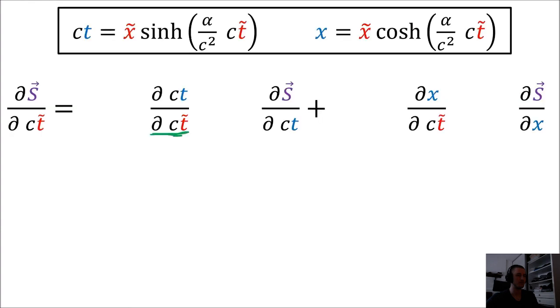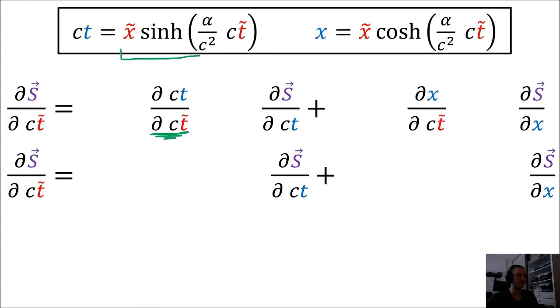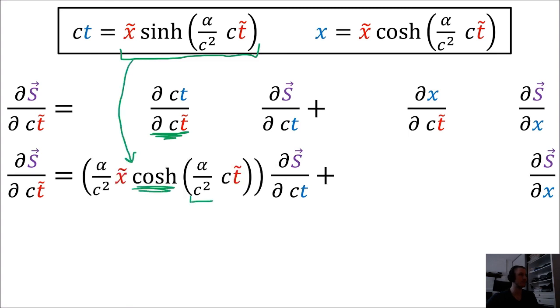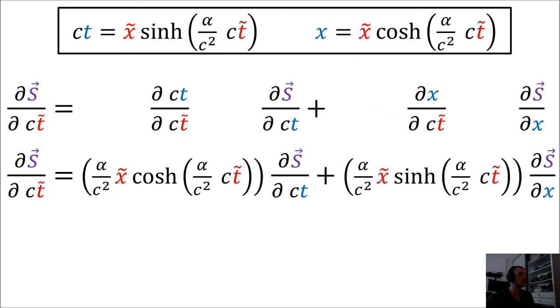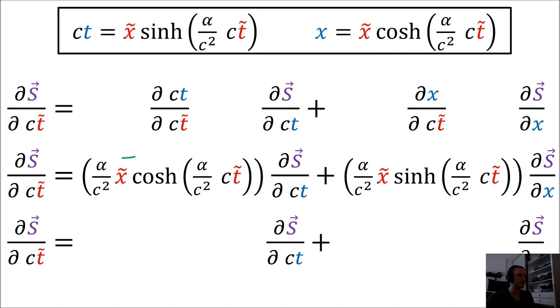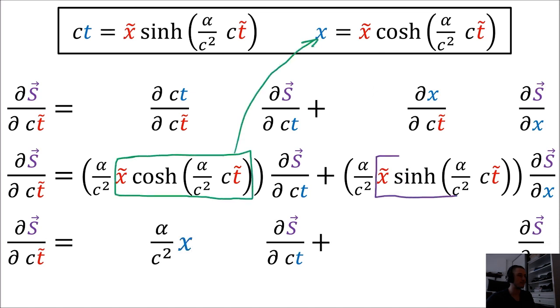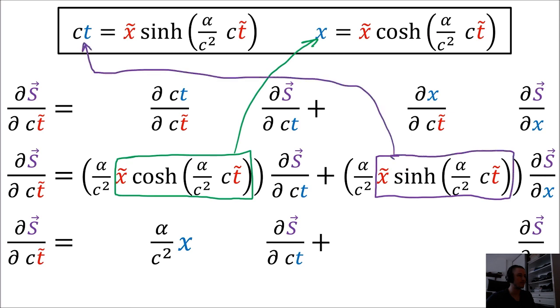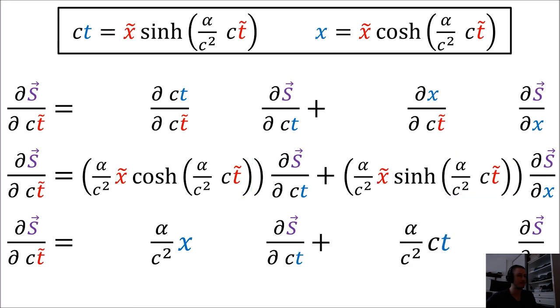So to get partial ct by partial ct tilde, we just take the sinh in the formula and turn it into a cosh, and then multiply the outside by the inner coefficient, alpha over c squared. We can do the same thing for partial x by partial ct tilde, except we turn cosh into sinh. We can simplify these formulas further by noticing that x tilde times cosh is just the formula for x, and x tilde times sinh is just the formula for ct. So the final coefficients to change basis are alpha over c squared x and alpha over c squared ct.